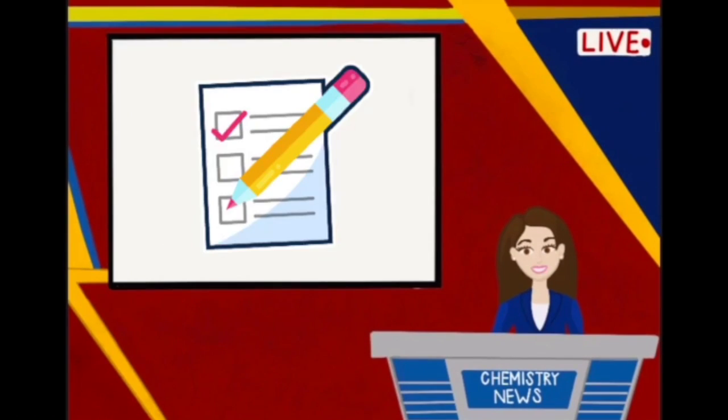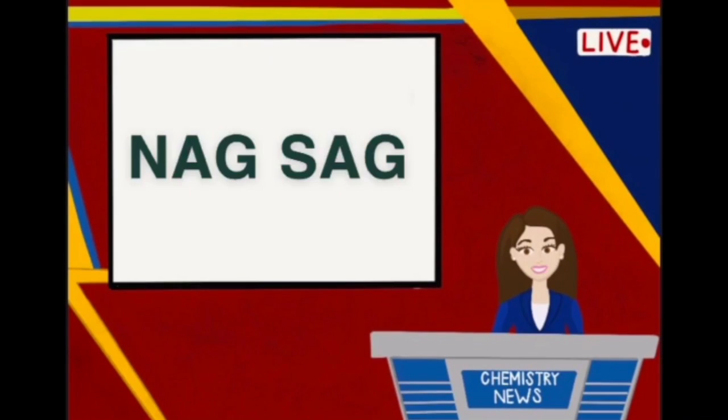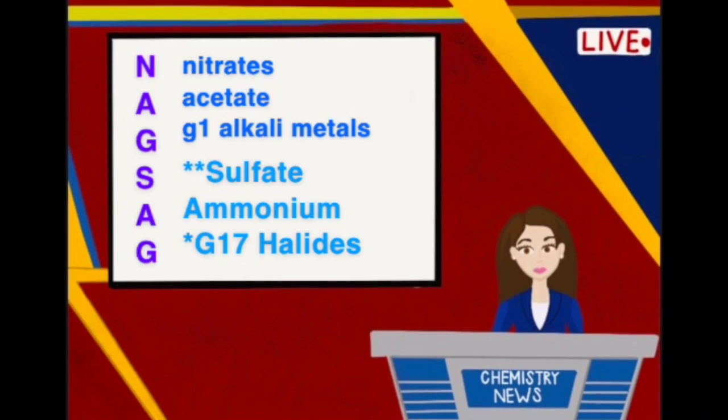For the solubility rules, a helpful way to remember which compounds and elements are always soluble is the mnemonic NAGSAG. NAGSAG represents nitrates, acetates, group 1 alkali metals, sulfate, ammonium, group 17 halides. These are always going to be soluble.